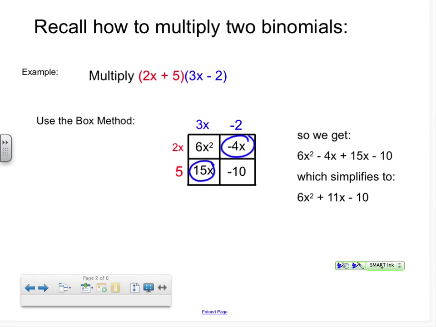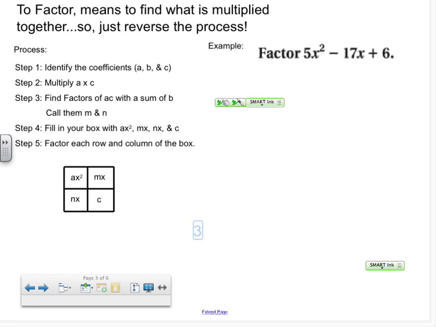All right? Well, today what we're going to do is start here. We're going to start with the answer and work backwards. So instead of multiplying, we're going to be factoring, which is a fancy way of saying dividing. So we're dividing it into a multiplication problem. To factor, we do the same thing in reverse.